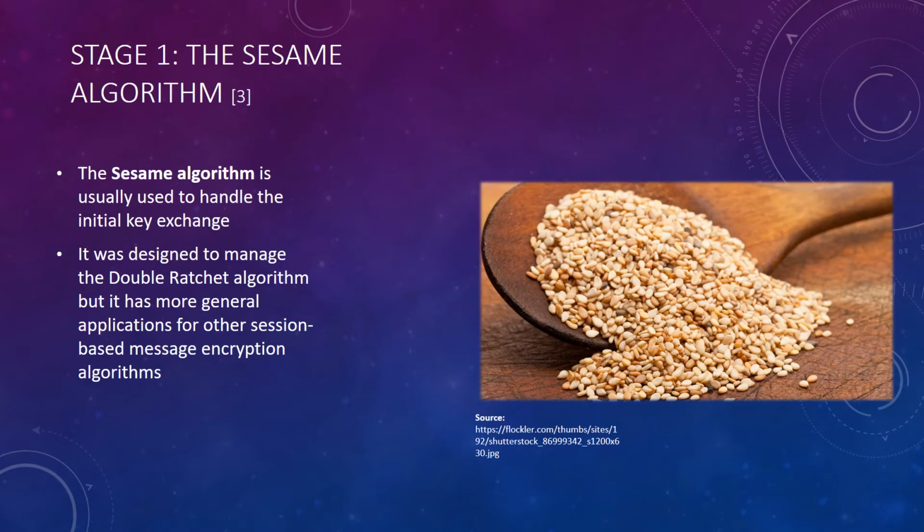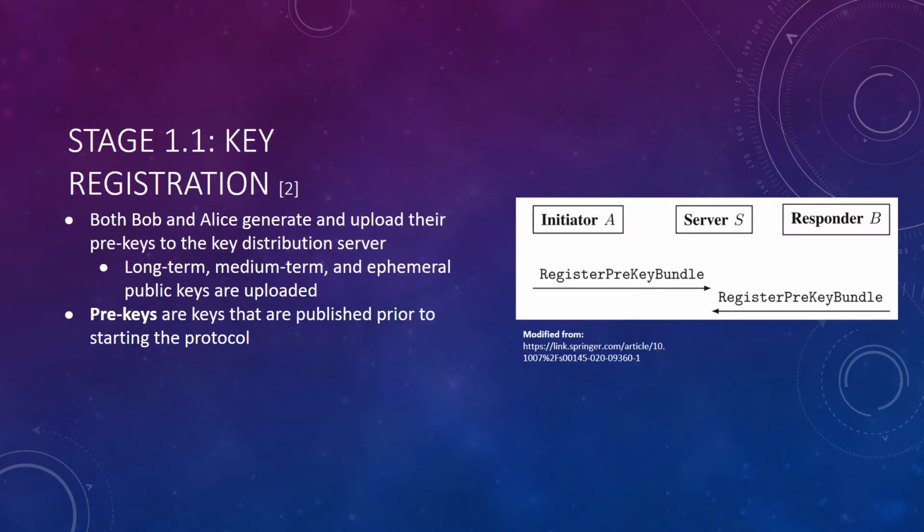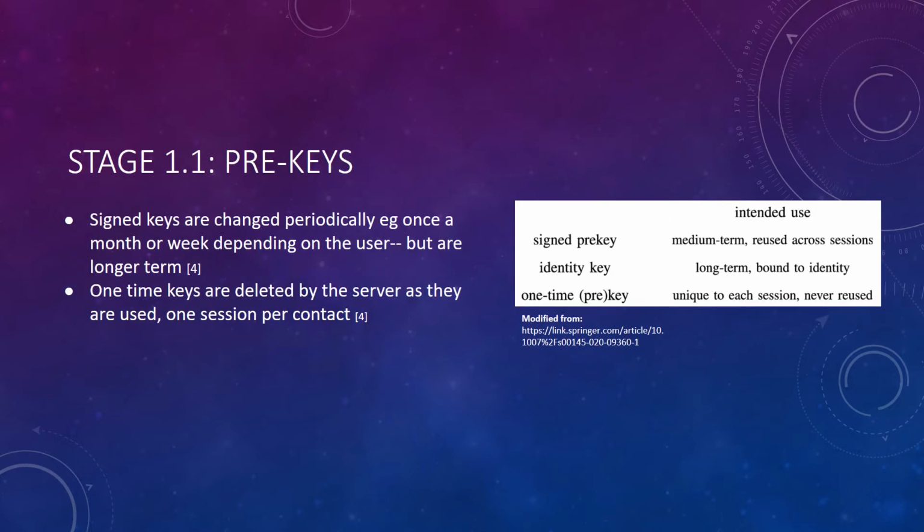Typically, the Sesame protocol is used to handle the initial key exchange phase. It was designed to manage double ratchet sessions, but it can be used for other message encryption protocols. During the key registration phase, both Alice and Bob upload their pre-keys to the key distribution server. Pre-keys are keys that are published prior to starting the protocol. As shown on this slide, there are three different types of pre-keys: signed pre-keys, identity pre-keys, and one-time pre-keys.